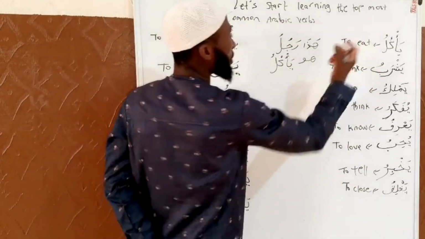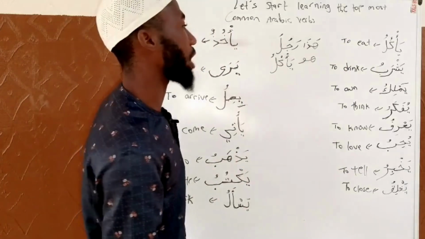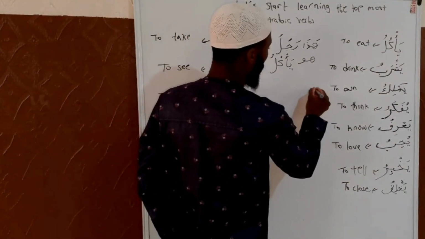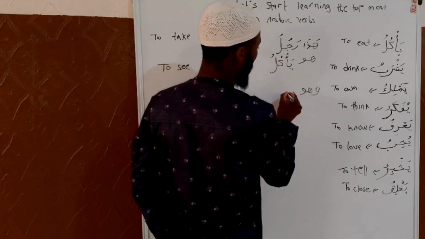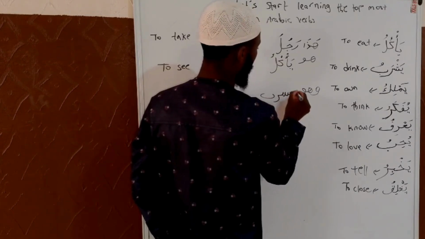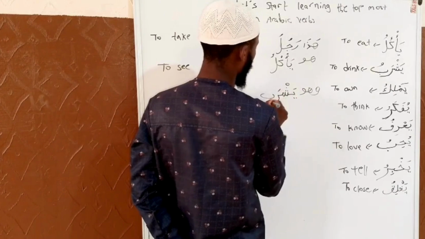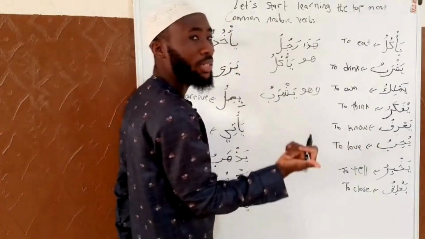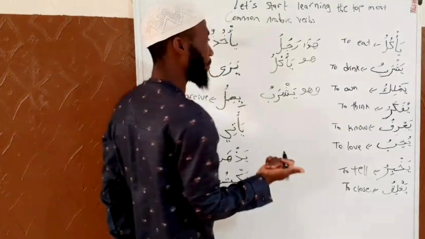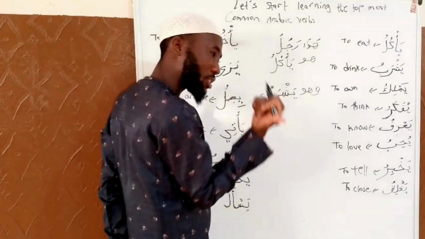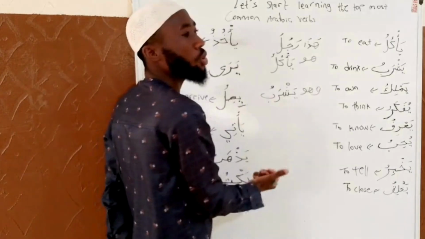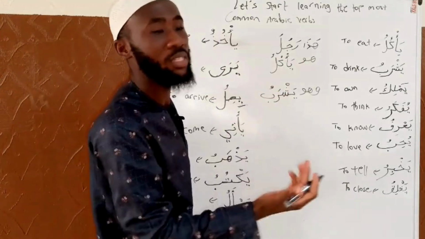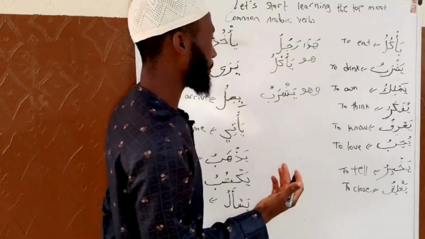Then you can also use yashrabu to form a sentence. Like, wahuwa yashrabu. He is the one that is drinking.